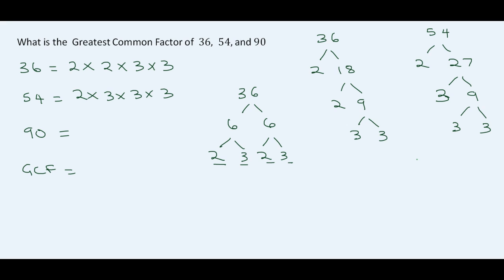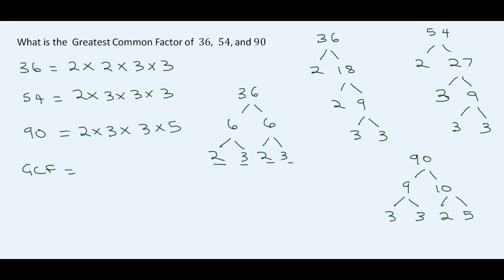So let's try 90. Let's use that method. We have 9 multiplied by 10. So we decompose 9 to 3 multiplied by 3 and 10 to 2 multiplied by 5. I have a habit of always starting from the smallest prime number. So we're going to go 2 multiplied by 3 multiplied by 3 multiplied by 5.